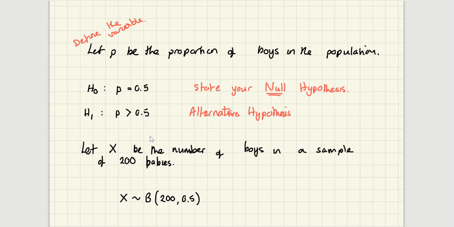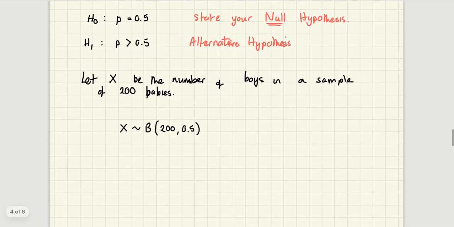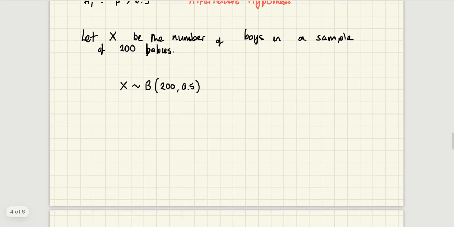We're still defining our variables, so let X be the number of boys in a sample of 200 babies. Makes sense. We are then making a statement that X is binomially distributed. There are 200 trials, and the probability of a boy is 0.5 from our null hypothesis. Okay, now is the time at which we've got to do a bit of a test. Have you found where you've written this from last time?